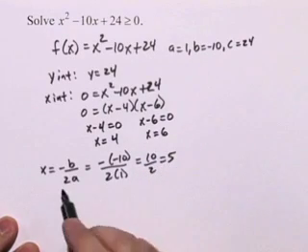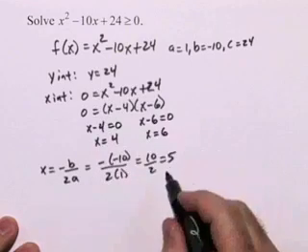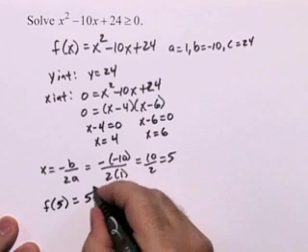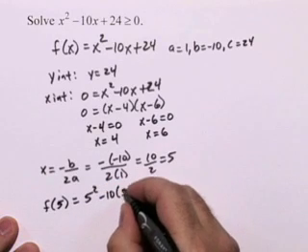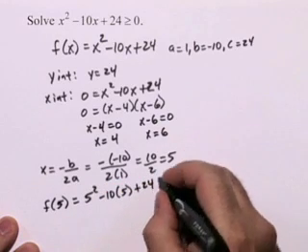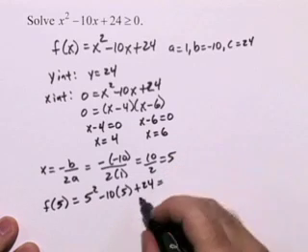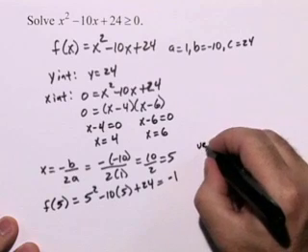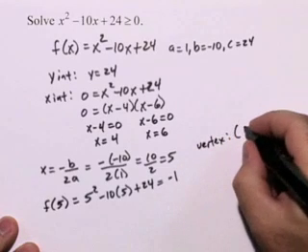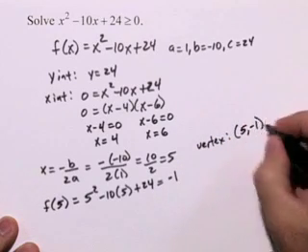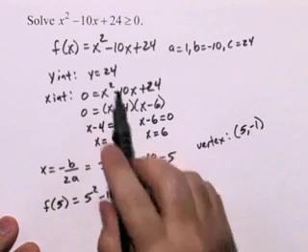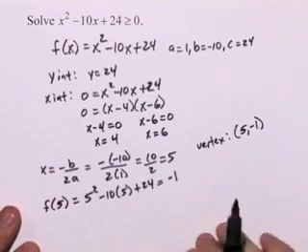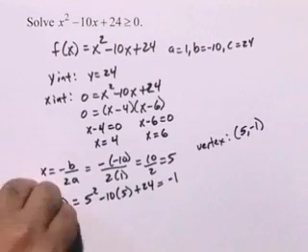We get the y-coordinate of our vertex by evaluating our function at x equal to 5, as we'll find f of 5. So we'll get 5 squared minus 10 times 5 plus 24. And if we evaluate that, we'll get that f of 5 is equal to negative 1. So our vertex is the point 5, negative 1. So we have a y-intercept of 24, x-intercepts of 4 and 6, and a vertex at 5, negative 1. We're going to use those points to sketch a graph.